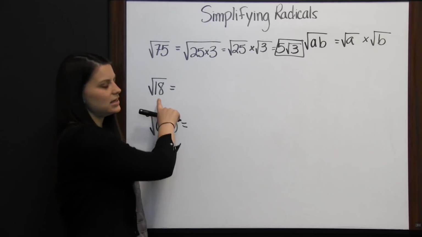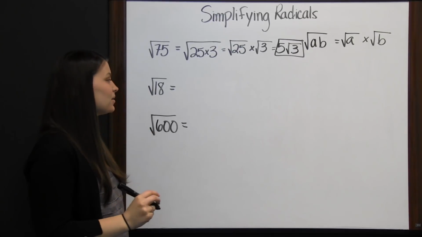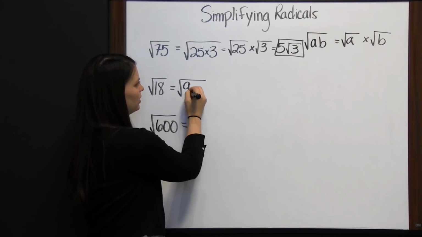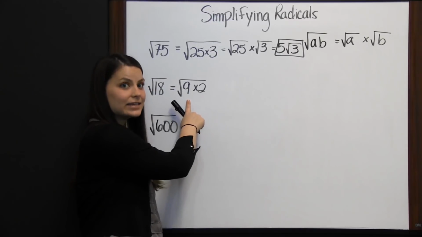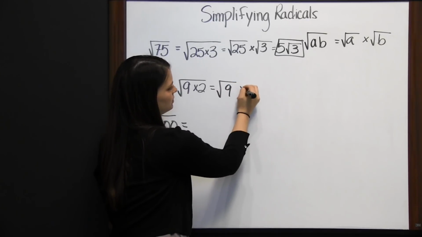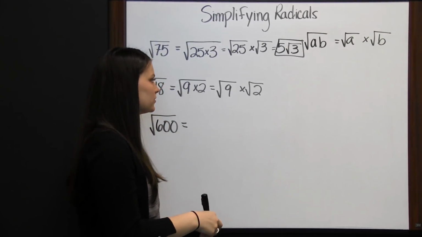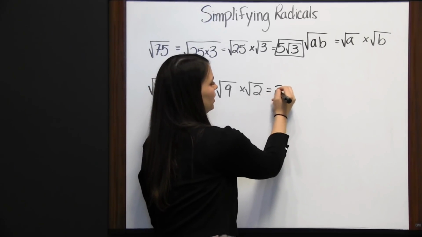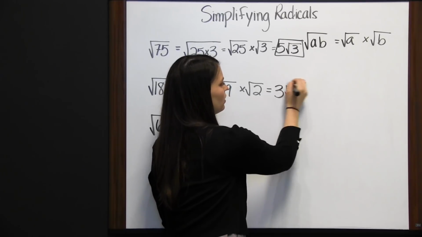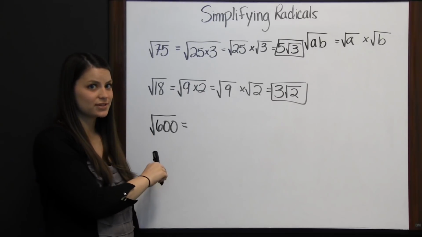Let's look at the square root of 18. Again, 18 is not a perfect square, but it does contain a perfect square. So I could rewrite the square root of 18 as the square root of 9 times 2. And 9 is a perfect square. So now I'm going to use my rule again, and I'm going to write it as the square root of 9 times the square root of 2, so that now I can take the square root of my perfect square. The square root of 9 is 3, and 3 times the square root of 2 is simply 3 square roots of 2. Last one, 600, or the square root of 600.